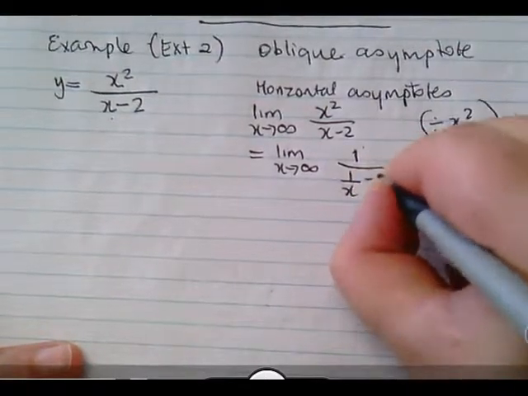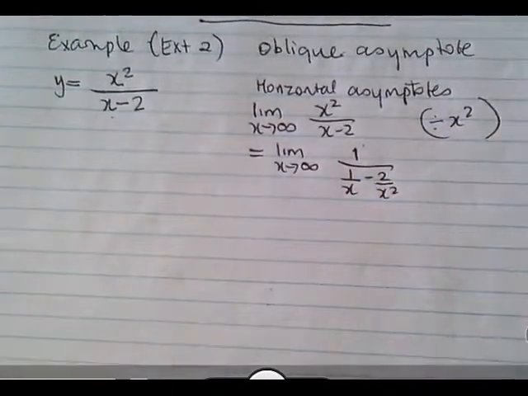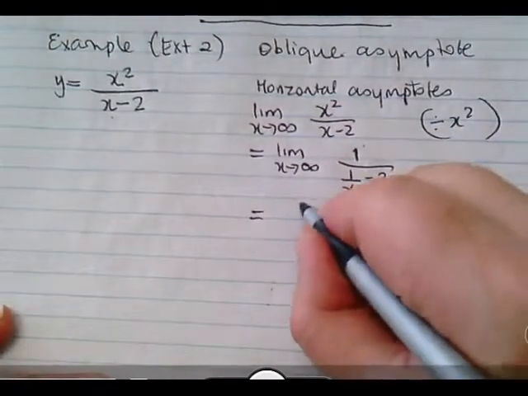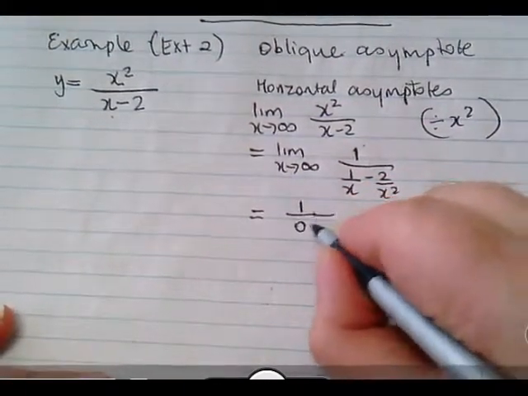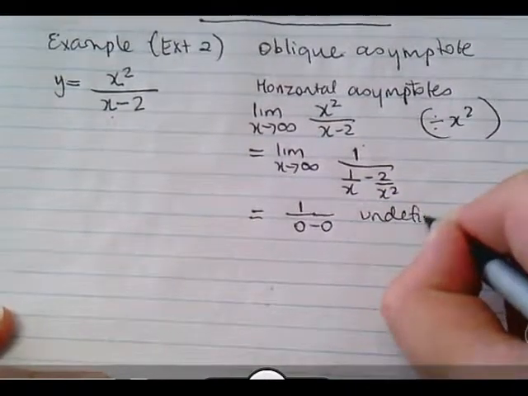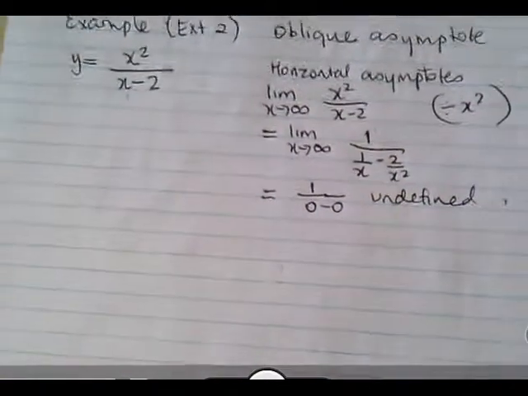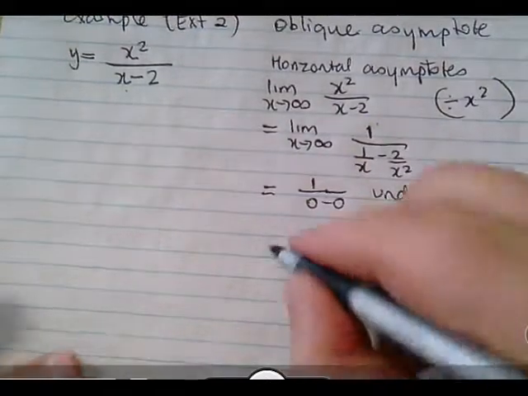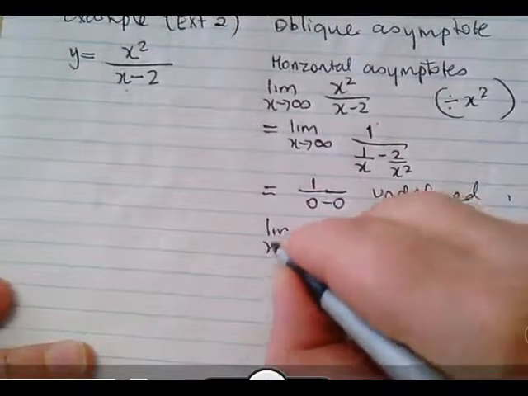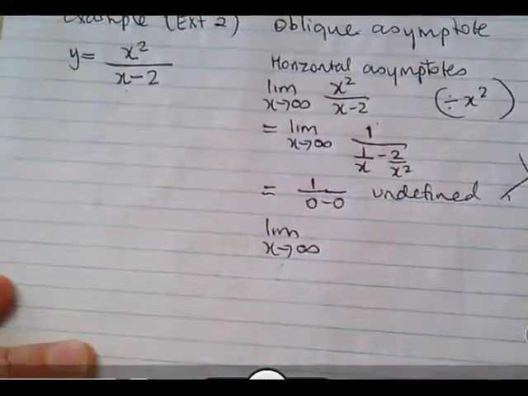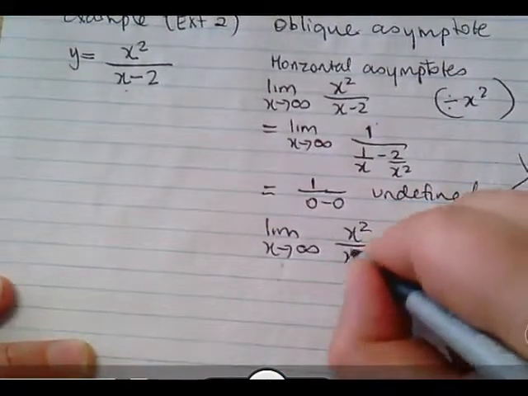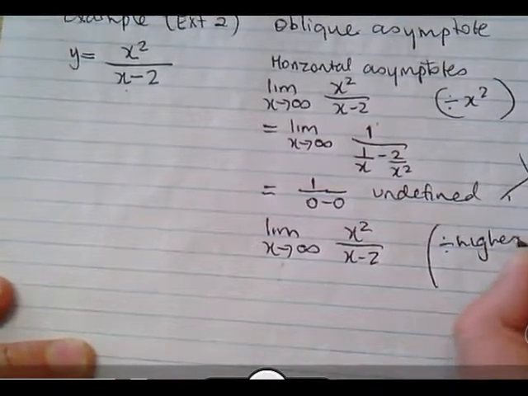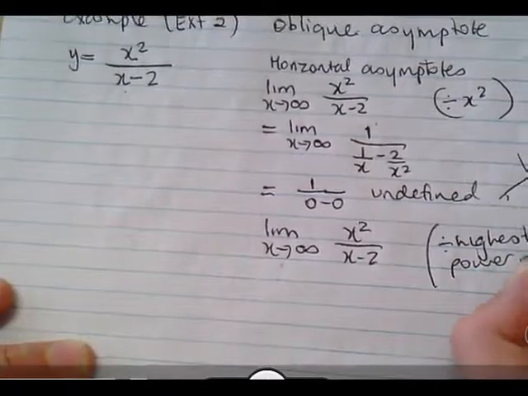1 over x minus 2 over x squared, if I divide by x squared. But we're not meant to do it this way. What do I get? 1 over 0 minus 0, undefined. And you say, goodness me, that's right. That's the one where I divide by the highest power of the numerator. So I try again. The limit as x approaches infinity, so this is no good, of x squared over x minus 2, and I say I divide by the highest power of the denominator.